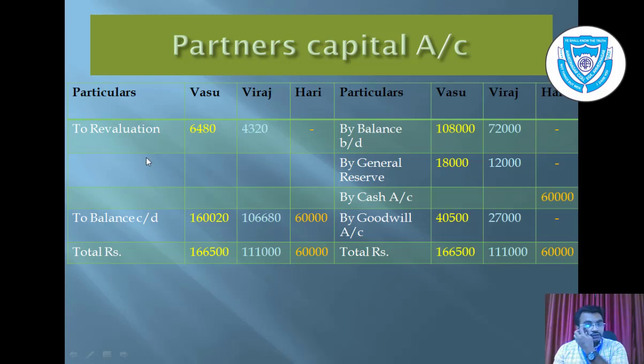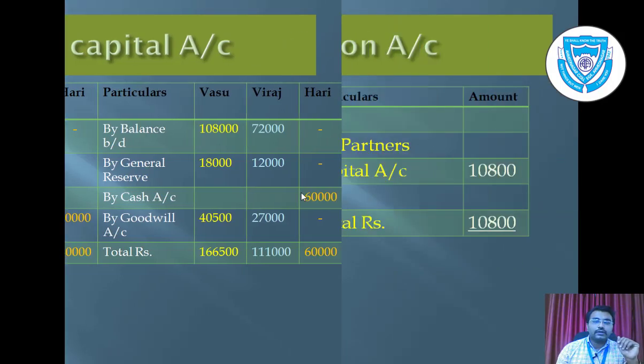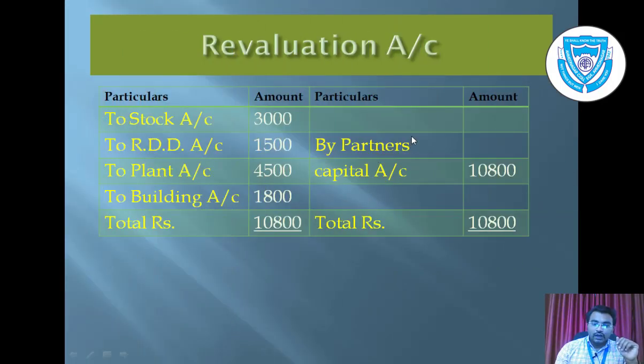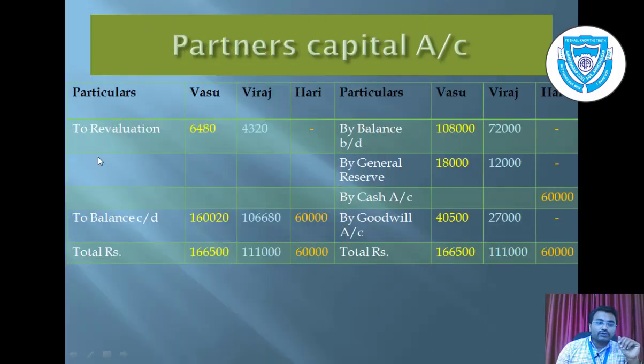Now we will transfer the revaluation profit or loss. That here is a loss, so we have written it on the opposite side. Revaluation loss, where did we write it? On the credit side, and now it will be transferred to the opposite side, in the debit of partners' capital. Credit of revaluation account, debit of partners' capital account. Okay, 6,480 and 4,320. So this was the last posting from your calculations, and then you will balance these all three partners' capital accounts.